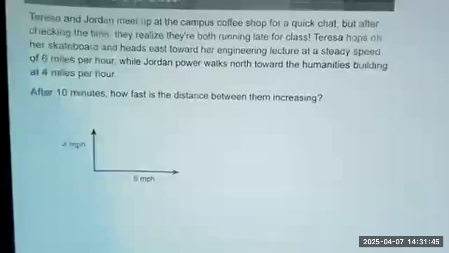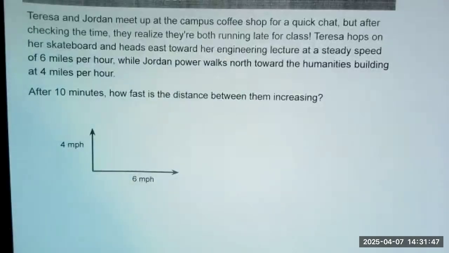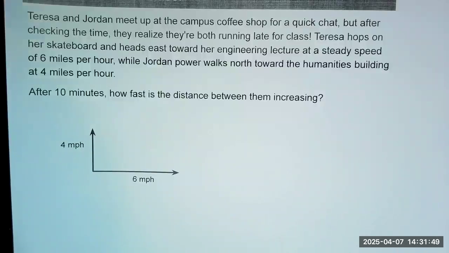Okay, let's go ahead and read through this problem. Teresa and Jordan meet up at the campus coffee shop for a quick chat. But after checking the time, they realize they're both running late for class. Teresa hops on her skateboard and heads east toward her engineering lecture at a steady speed of 6 miles per hour, while Jordan power walks north toward the humanities building at 4 miles per hour. After 10 minutes, how fast is the distance between them increasing?